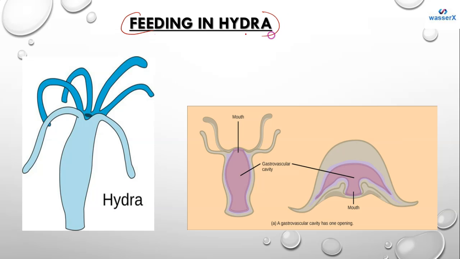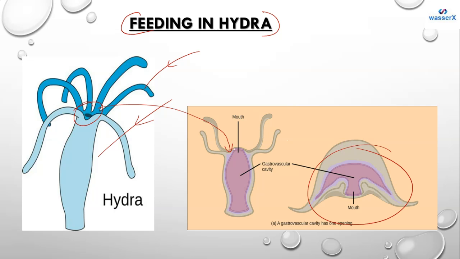Finally we have feeding in the hydra. As you can see in this picture, we have the hydra here, and these are the tentacles. The mouth part is here. The hydra maximizes its body length, then simply attacks the prey, and in this way the hydra preys and feeds.